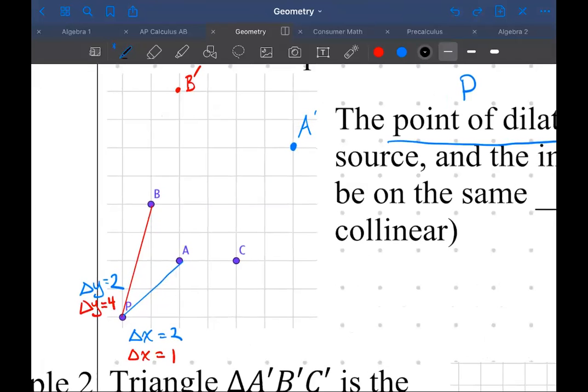So here we go. My original line, this distance right here, my change in X is 1, 2, 3, 4. My change in Y is 1, 2. So I'll say my change in Y is equal to 2. And I need to take half of that distance. So half of that distance is 2. Now you always count from P. So 1, 2. Half of the change in Y is 1. And it's a point that was originally on the line, which is kind of interesting. So this black point right here is going to be my C prime.